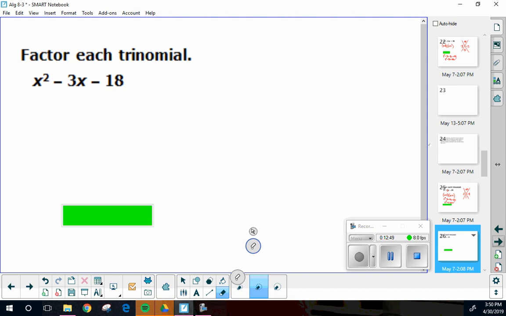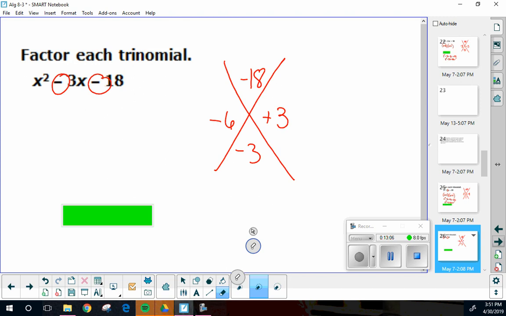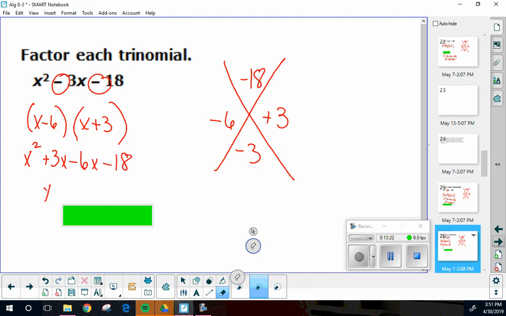This one has 2 negatives, but again, just make sure we write the negatives when we make our x. That's negative 18. That's negative 3. So I need negative 6 here and then a plus 3 here, and that makes it work out. So this would be x minus 6, x plus 3. And to double check, x squared plus 3x minus 6x minus 18, x squared minus 3x minus 18, and we're back to where we started.